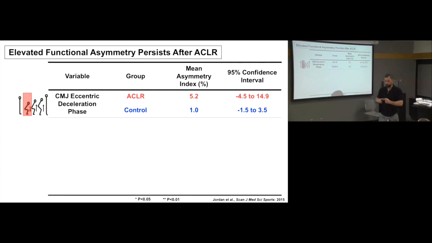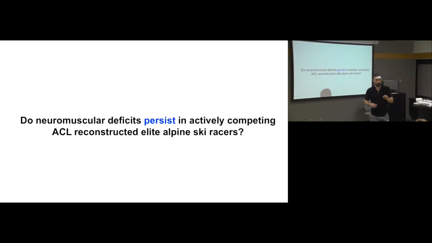We evaluated in the first study 9 ACL reconstructed elite alpine ski racers and 9 uninjured controls. On average, the ACL reconstructed group was 2 years post-surgery. So these were skiers now back at it, racing, doing their thing. And we compared the asymmetries in this ACL reconstructed group to this non-injured group of elite alpine racers.